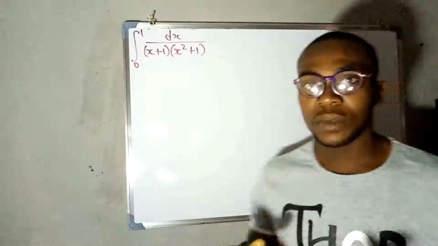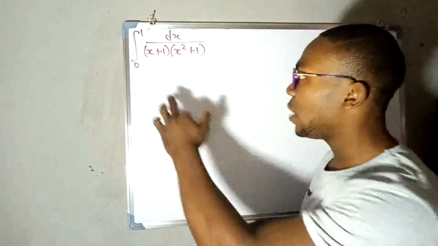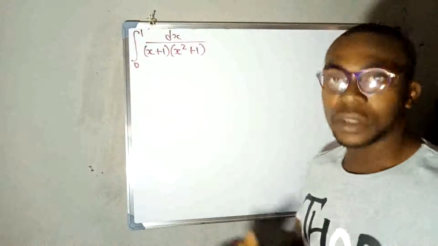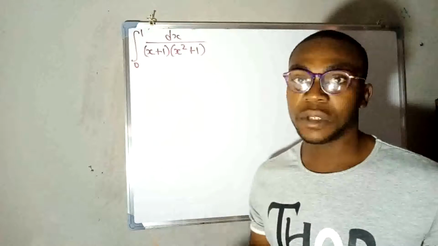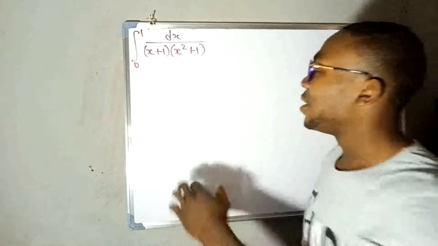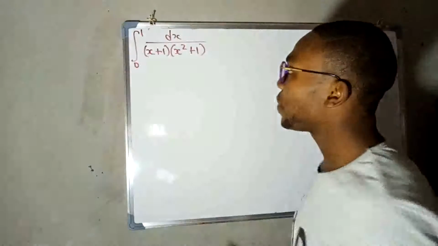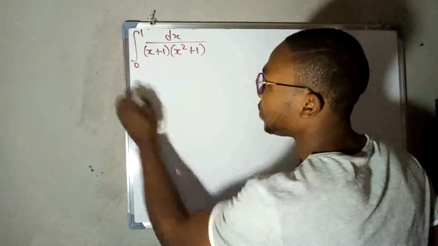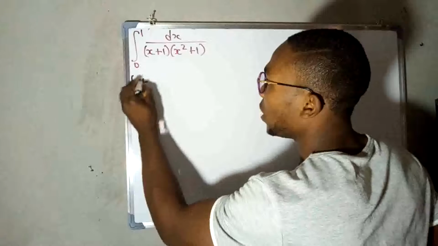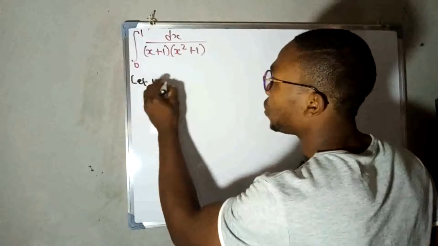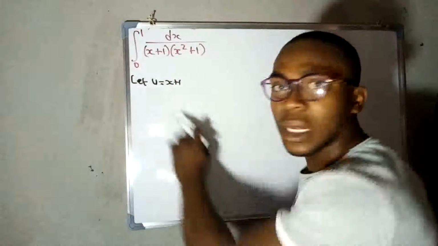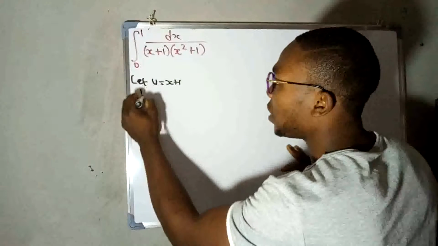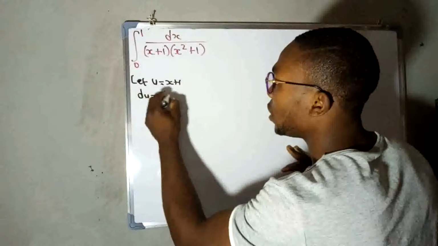So what I have to do, I think, is let this guy be my u. You can use u, you can use t, anything you want, you can even use a dog. So I'll let u equal x plus 1. Let my u equal x plus 1. So I have du equals dx.